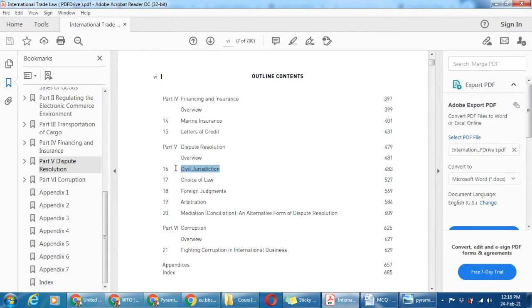When we talk about international law, when we talk about international trade law, we also have organs. As I said at the beginning when I was talking about the WTO, there are organs that have the specialty or the competencies to treat or resolve any dispute that could arise between states.